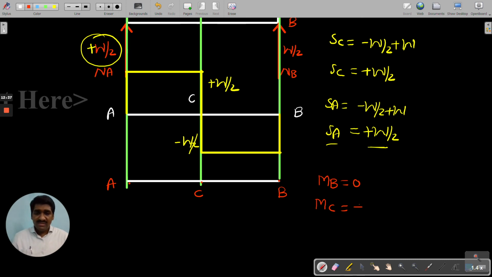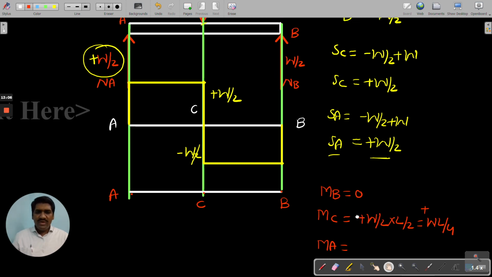Therefore, it becomes plus W by 2 into L by 2, which is equal to W into L by 4. This is 100% positive, because while moving from right to left, clockwise moment is taken as negative and anti-clockwise moment is taken as positive. Okay, next coming to the point A, bending moment at the point A, very simple.